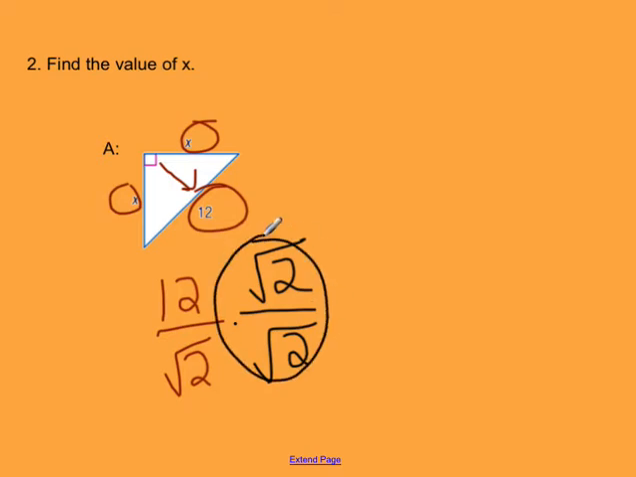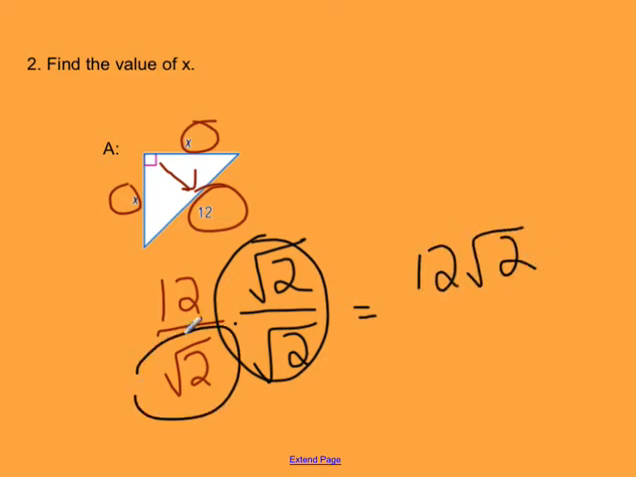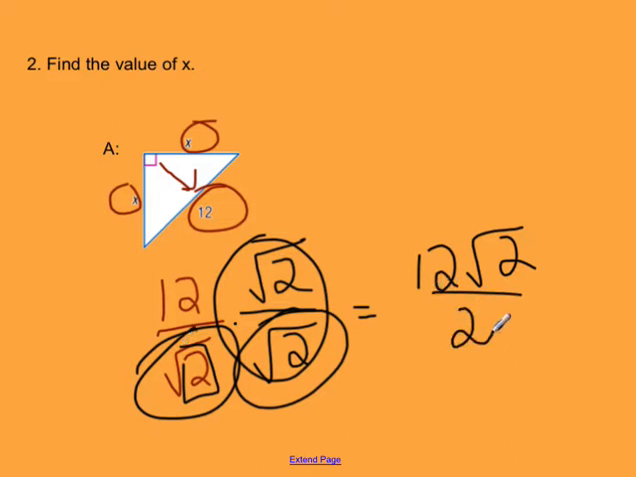This right here is 1, so I'm not changing the value of the problem. So on the top, I'm just going to have 12 times the square root of 2. When you take a radical and you multiply it by itself, the answer is just the number that's underneath the radical. So the square root of 2 times the square root of 2 is just going to give you 2.